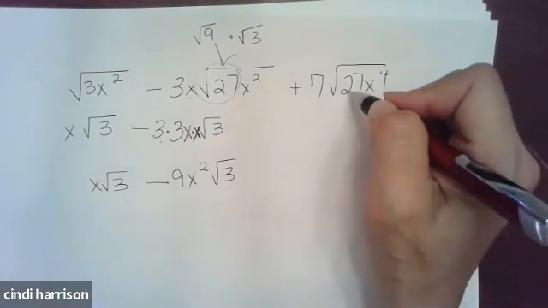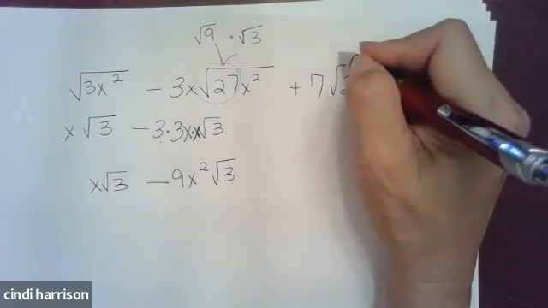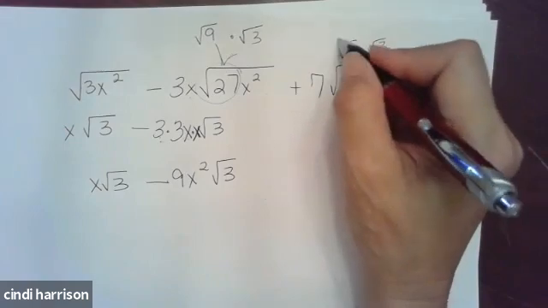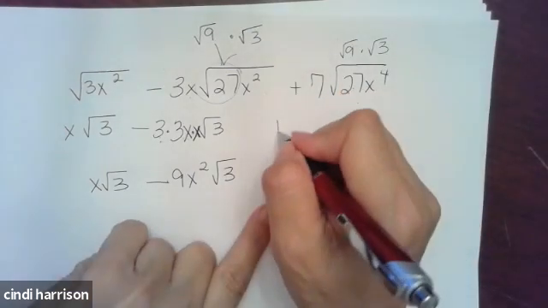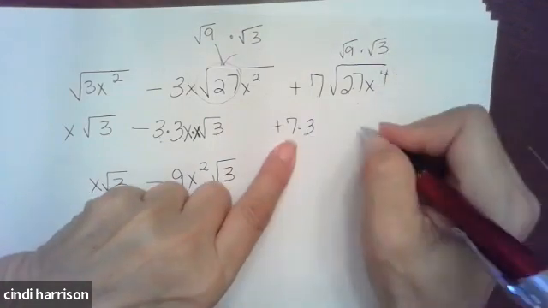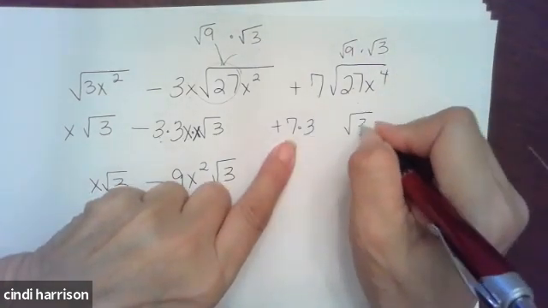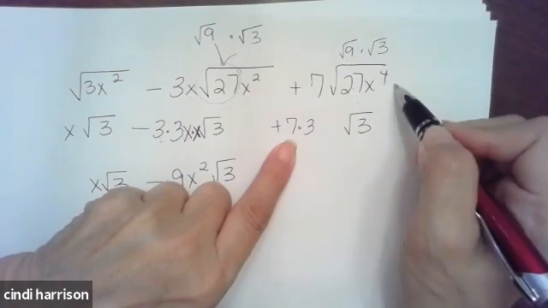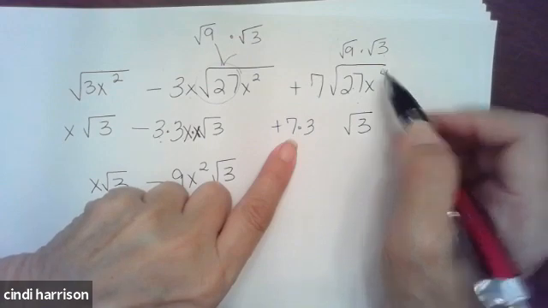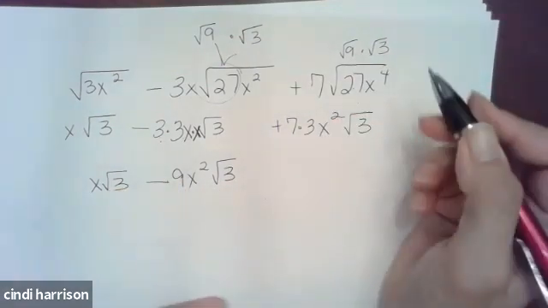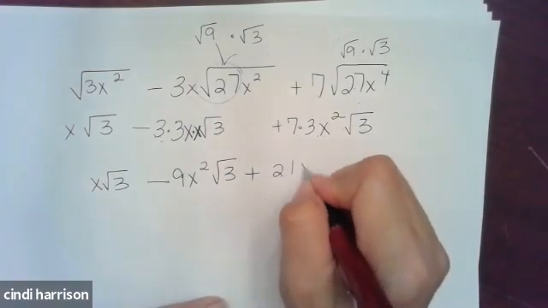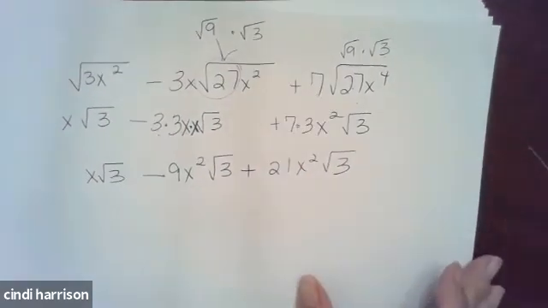So we just simplified the square root of 27. We know that that's the square root of 9 times the square root of 3. And we know the square root of 9 is 3. So 3 is out times the 7. We know the square root of 3 is going to stay underneath. And the square root of x to the 4th. Well, 2 goes into 4 2 times. So x squared comes out. And then 7 times 3 is 21. X squared, square root of 3.